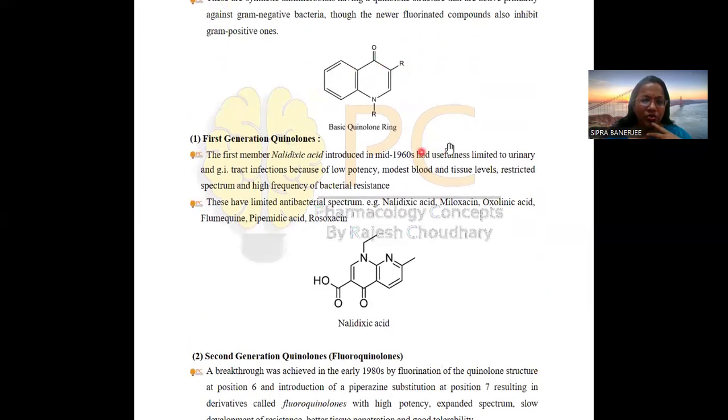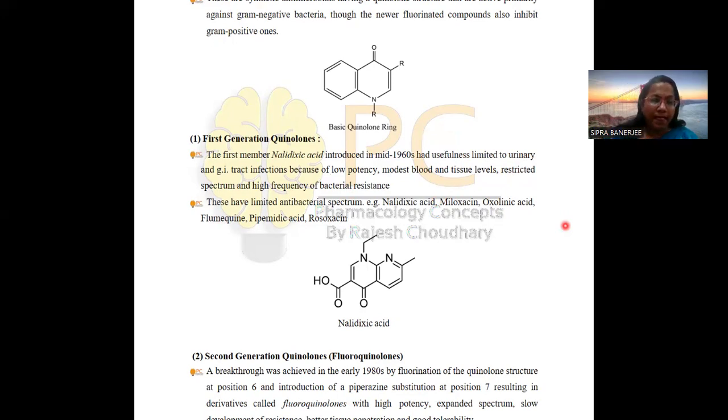This is the basic quinolone ring, where one is a benzene ring and one is a pyridine. It was introduced in 1960 and has usefulness limited to urinary tract and GI tract infections because of low potency, modest blood and tissue levels, restricted spectrum, and high frequency of bacterial resistance. That's why they have a limited antibacterial spectrum, like nalidixic acid, cinoxacin, oxolinic acid, pipemidic acid, and prosulfacin. These drugs can be given.